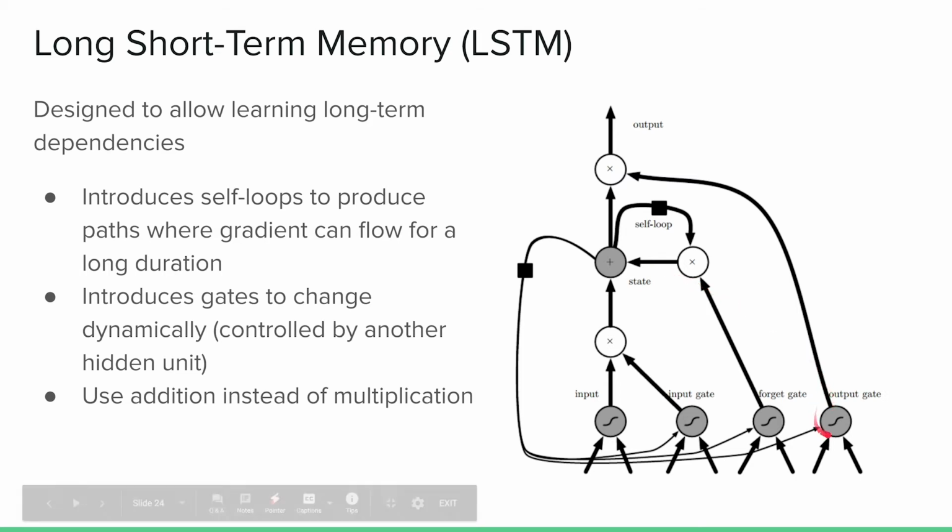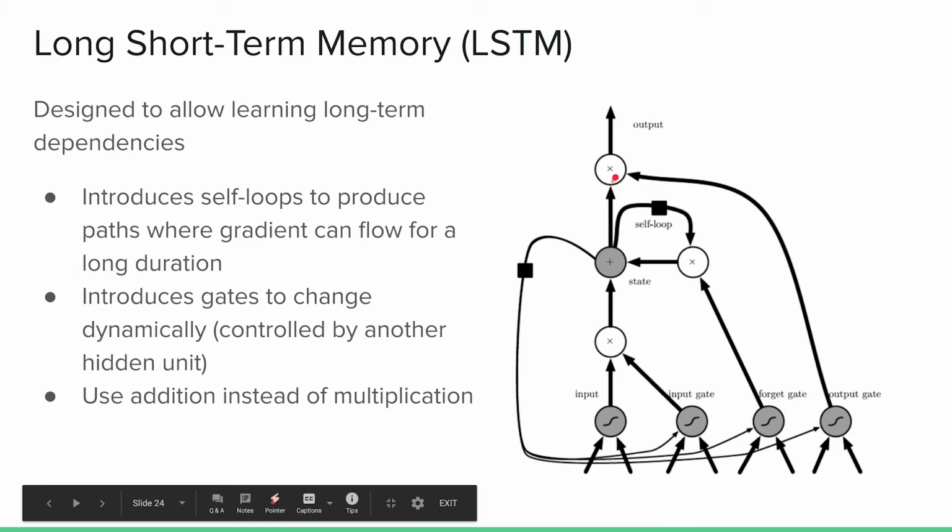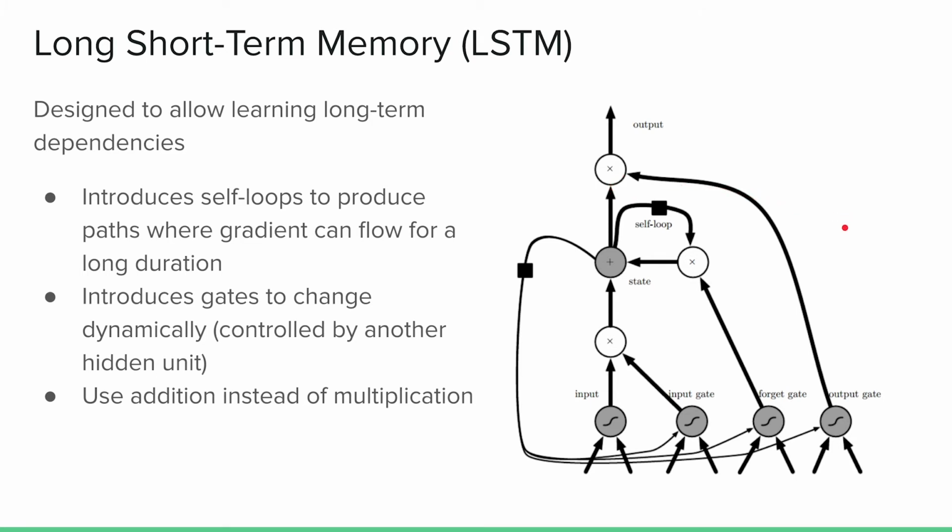Then finally, there is also the output gate, which controls how much output we're actually producing, how the output is being affected. So basically what this can do is that we prevent certain things from being generated, from creating an output.